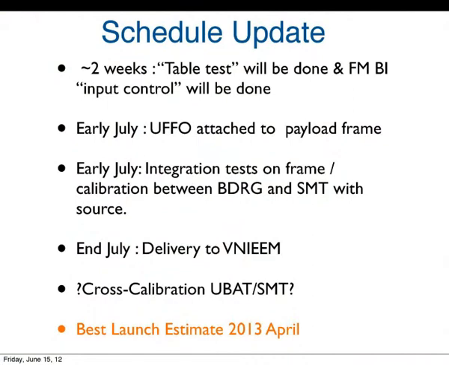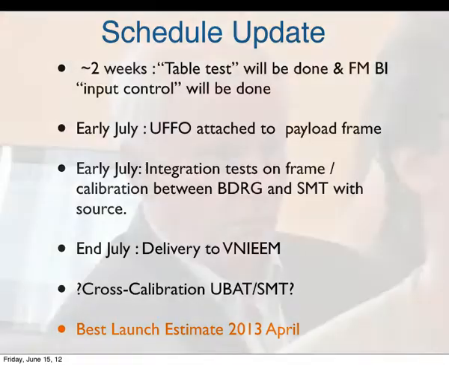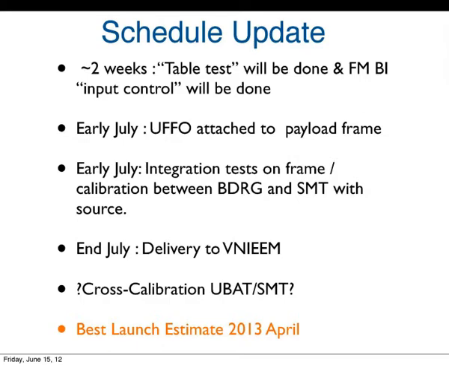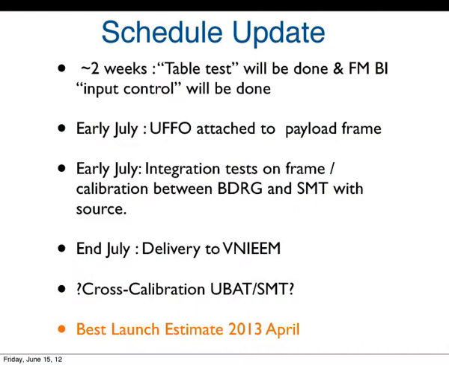To update our schedule, in about 2 weeks, we'll be doing the flight model bus interface input control test. In early July, we'll actually attach the whole thing to the payload frame of the spacecraft. We'll do integration tests between the BDRG instrument, which we just heard the talk about, and SMT to try and be able to trigger off of BDRG triggers. Our field is too small to get a very large yield from BDRG, but what if you have a failure of UBAT? It's still a nice thing to have. And also, it would be nice to have data from BDRG and SHOCK and SMT all at the same place and time. And then in July, we'll be delivering this thing to VDM. I'm not sure when the final cross-calibration is scheduled. That's a kind of a question mark for me. And our best launch estimate now is 2013 April.